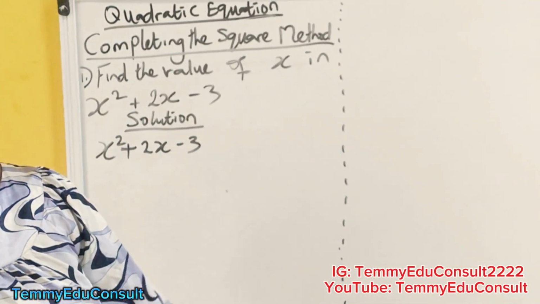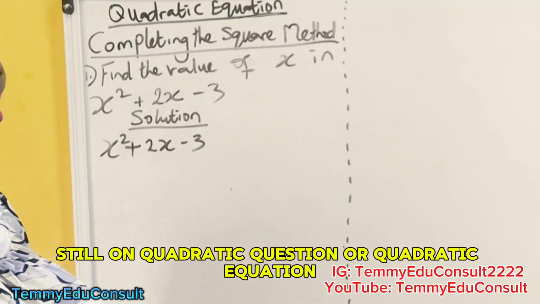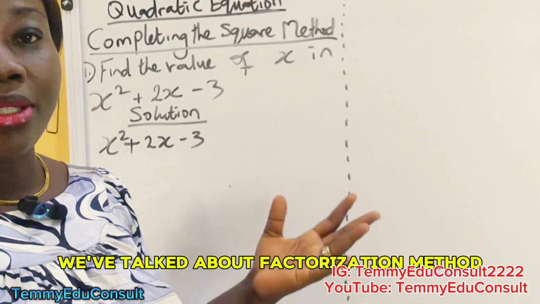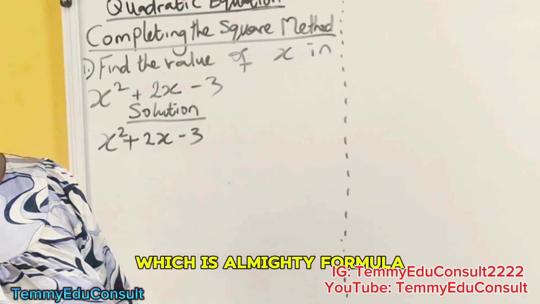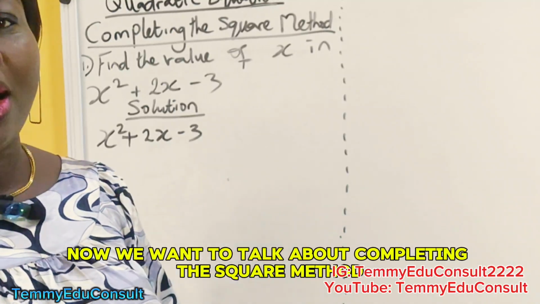Okay, still on quadratic equation. We've talked about the factorization method. We've talked about the formula method, which is the almighty formula. Now we want to talk about the completing the square method.